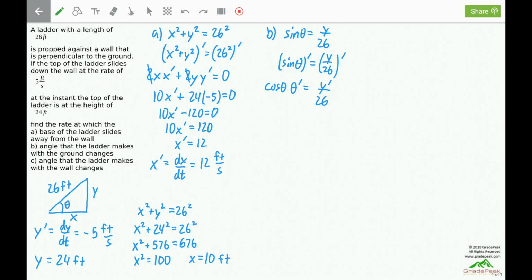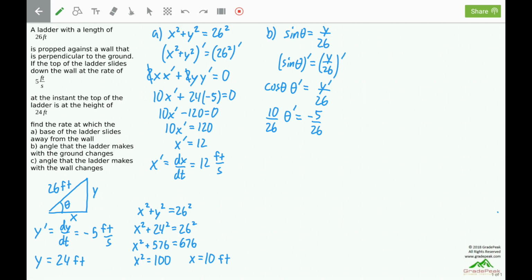We can now plug numbers in. The cosine of theta can be found from the triangle. According to the triangle, the cosine of theta is the adjacent side, which is x, and we have a measurement for x. It's 10 feet, which we found here. And then over the hypotenuse, which is 26 feet. So the cosine of theta is just 10 divided by 26, times the theta prime equals y prime, which is negative 5, over 26.